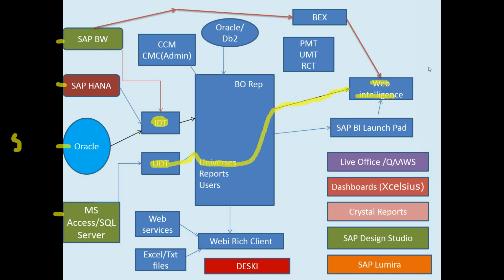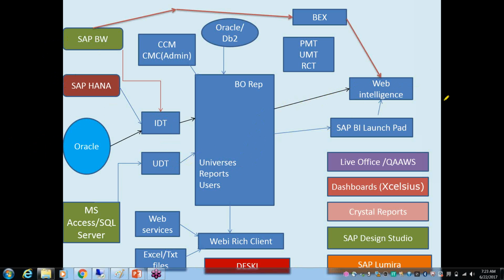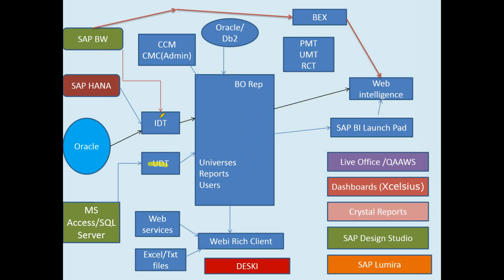As of now, you can consider that these tools are used to create a universe by connecting to different databases. To create a universe, we need either UDT or IDT. Through this, we develop a universe by connecting to any of the sources. Suppose I have an Oracle database. You create a universe by connecting to the Oracle database. Once the universe is ready, you can develop reports on top of that.